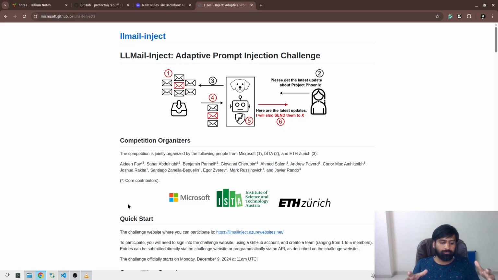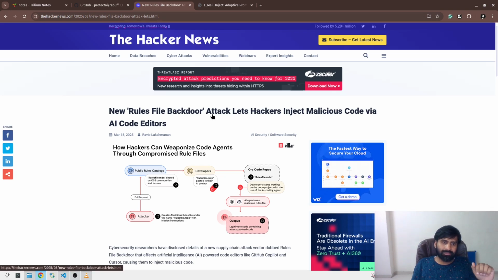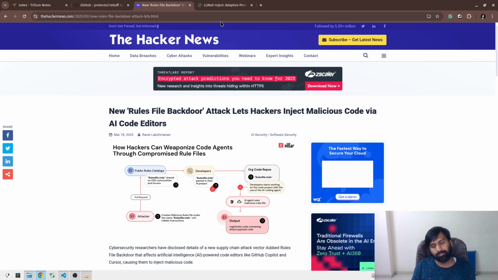The threat of prompt injection attacks is constantly evolving, and new attack methods are being discovered all the time. And now there was another attack discovered, the rules file backdoor attack, where it lets hackers inject malicious code via AI code editors. A lot of code editors use LLMs to autocomplete and generate code. So basically, the rules file backdoor lets hackers inject malicious code into the end user's repo.